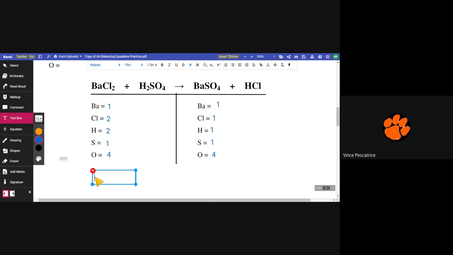All right, anybody lost on this? Did anyone not understand where I got any of these numbers from? It's okay. If you don't, let me know.